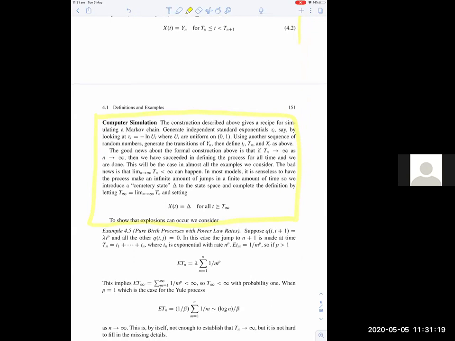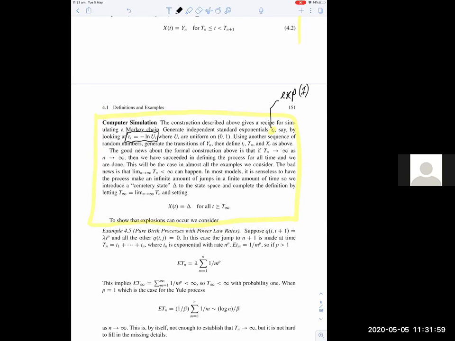So here is one way to simulate a continuous time Markov chain. What you're going to do is generate independent standard exponentials. By standard exponentials, we mean exponential with mean 1, that means with rate 1. Notice that the parameter of an exponential is called a rate. One way you can do this is by taking minus ln of the uniform. That's what's called the inverse probability transform. You might remember this from your previous probability course.